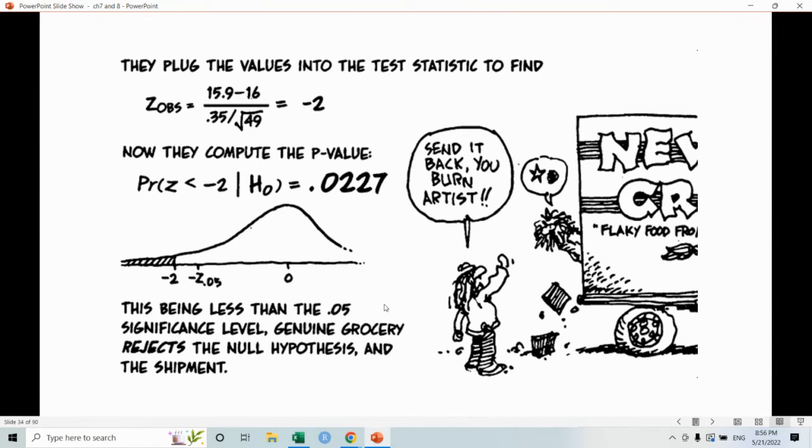This being less than the 0.05 significance level, Genuine Grocery rejects the null hypothesis and sends the shipment back because the boxes of cereal in general were too light. So they rejected the null.